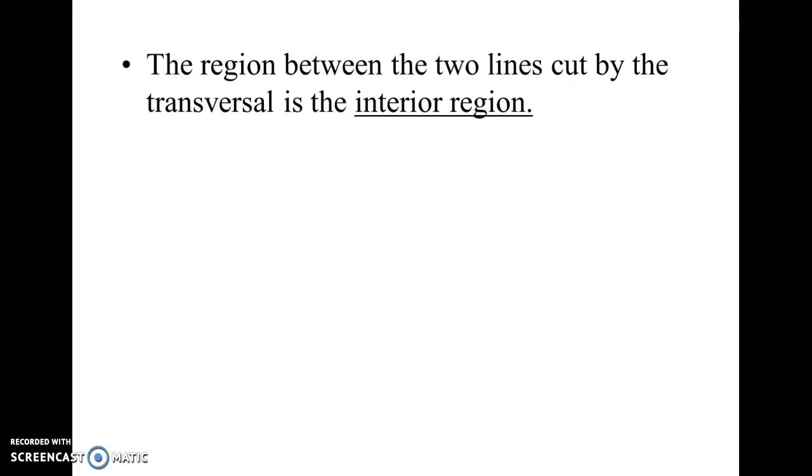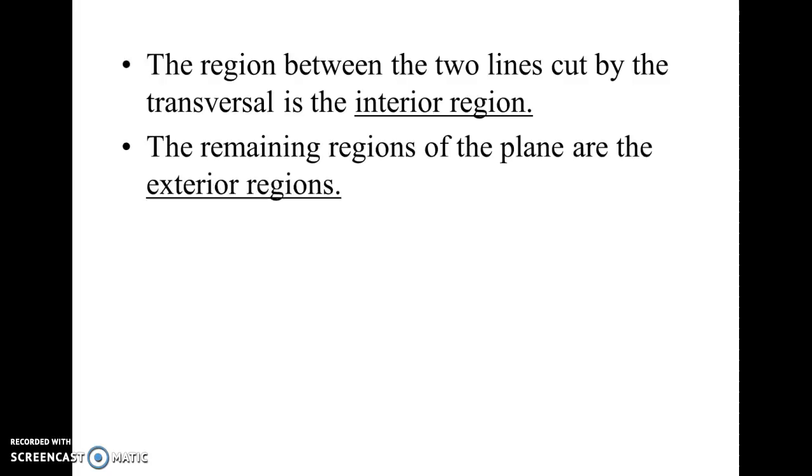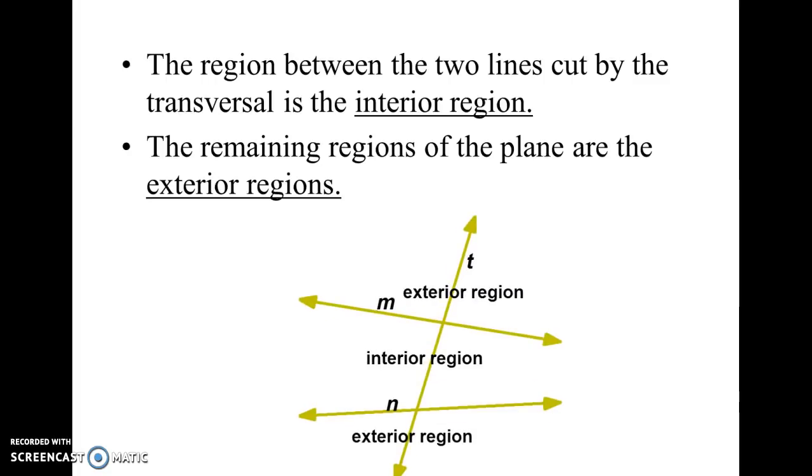Okay, when we've got transversals, the region between the two lines cut by the transversal is called the interior region. And the remaining regions of the plane are the exterior regions. So this probably doesn't make sense until you have a picture. So we've got line T cutting through line M and N. Notice that inside line M and N is called the interior region. Therefore, the outside stuff is called the exterior region.